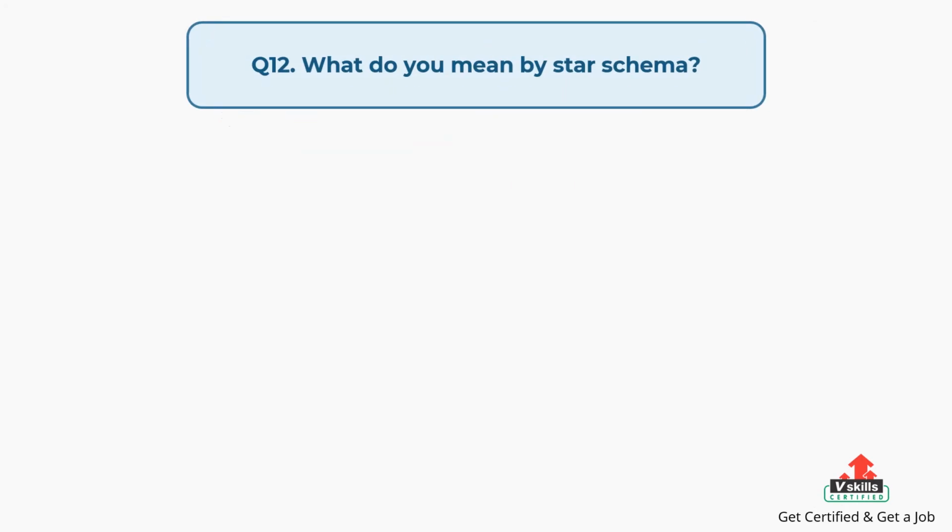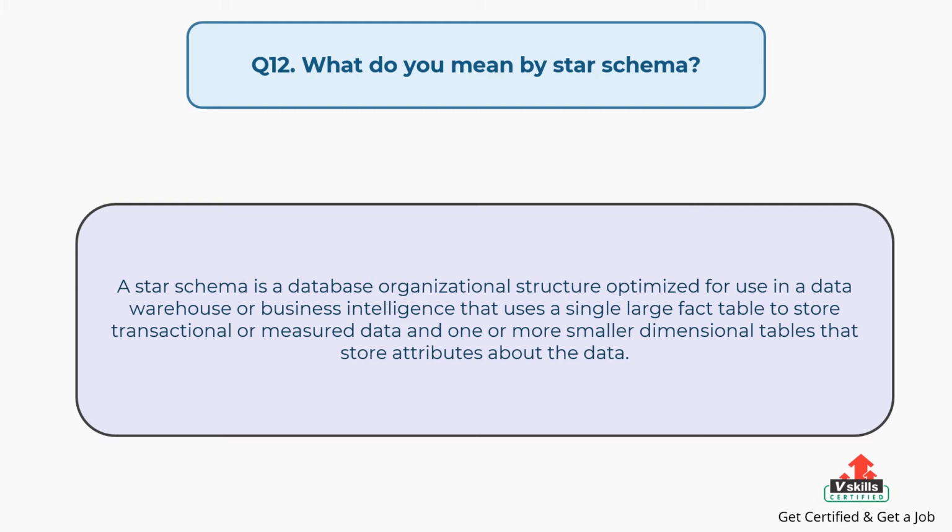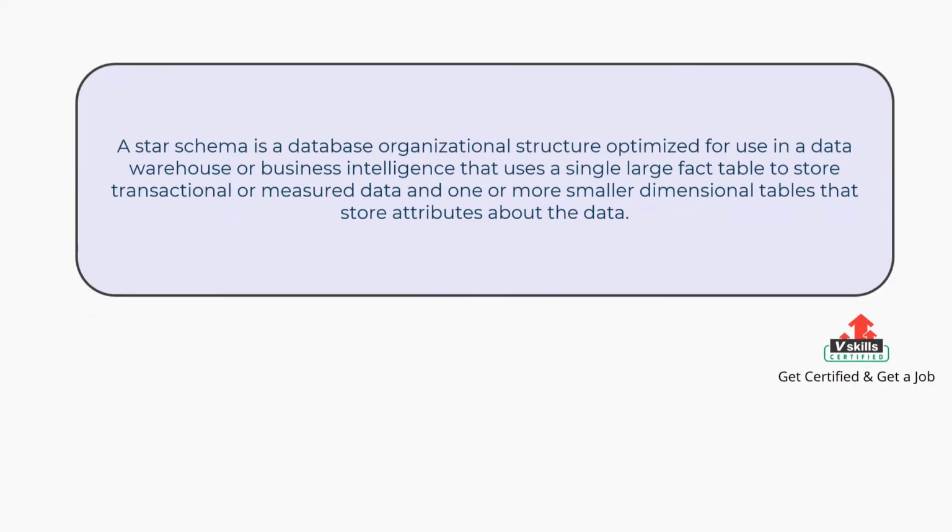Question number 12. What do you mean by star schema? The answer is: a star schema is a database organizational structure optimized for use in a data warehouse or business intelligence that uses a single large fact table to store transactional or measured data and one or more smaller dimensional tables that store attributes about the data.